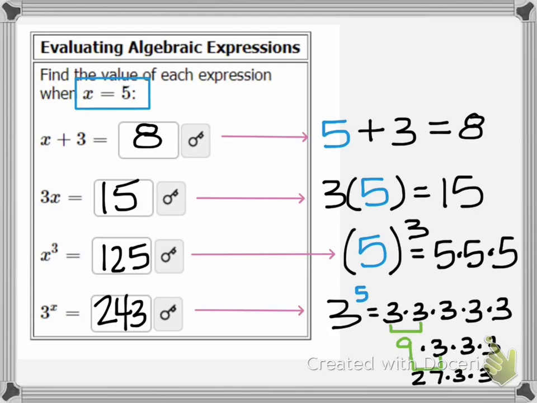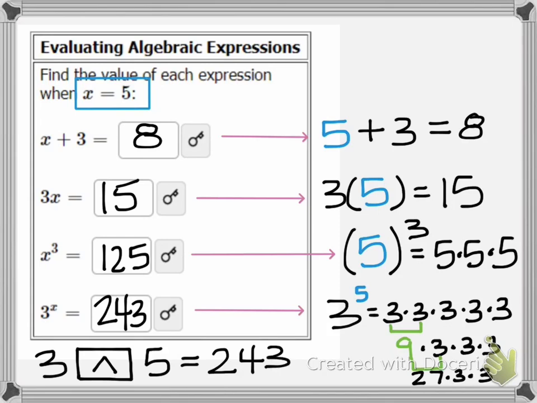You can also use what's called the caret button on your calculator, and that allows you to take a base and raise it to any power. So I would start by inserting the number 3 on my calculator. Then I would look for the button on my calculator that looks like an arrow pointing up. That's called the caret button, and that indicates that we're going to have an exponent. So I would type the number 5 afterwards. So these are the keystrokes: the number 3, the caret button, the number 5, and then your equal sign, and you should get 243.